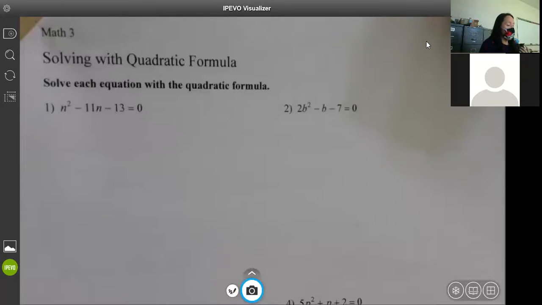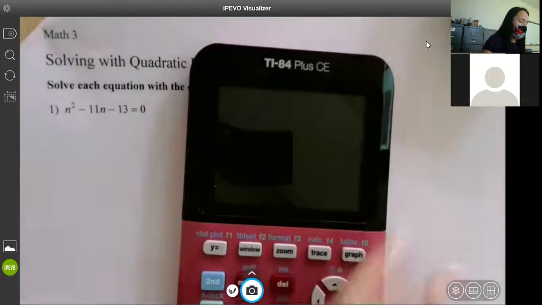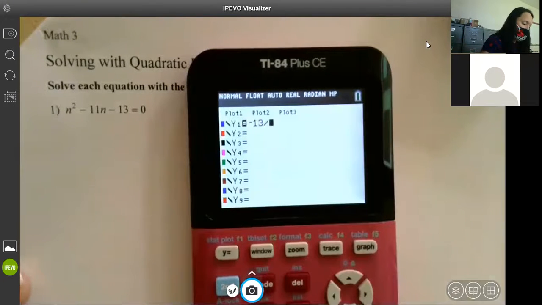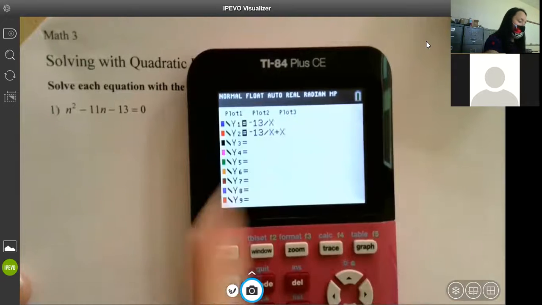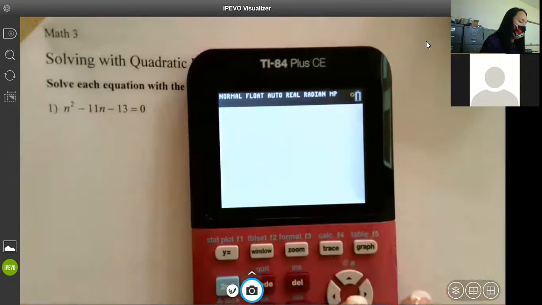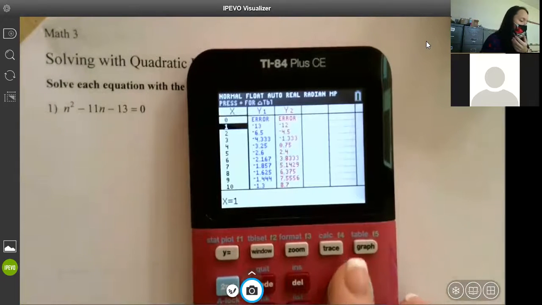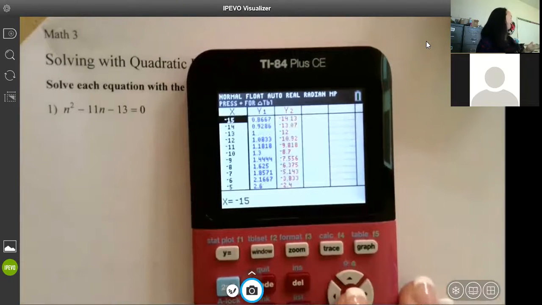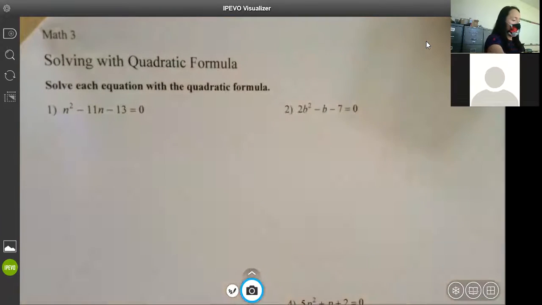So if we look at the first one and I put it in my calculator, yell at me if somebody comes in. Y'all don't have to do this right now. I'm just showing you. I'm putting in negative 13 and I'm looking for factors of negative 11. There's negative 12 and then it's an error. So there is no factors of negative 11. You see what I'm saying? So this one is not factorable, but we can solve it using quadratic formula.